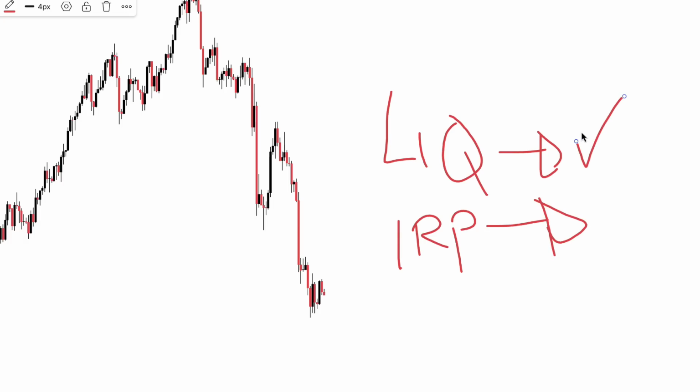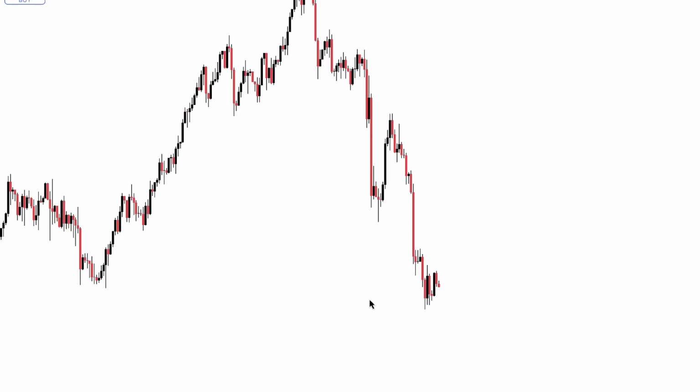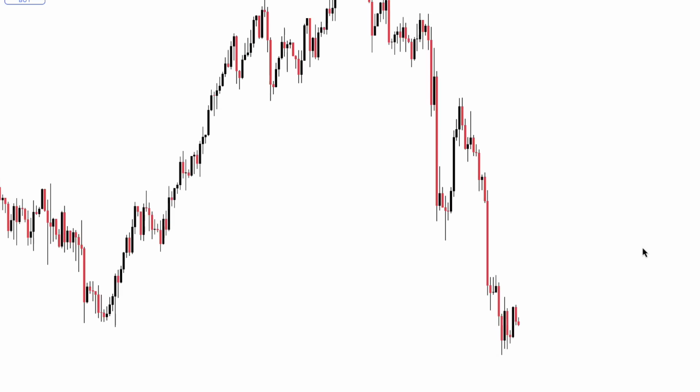Number one is liquidity. In other words, draw on liquidity. And number two, institutional reference points. What are institutional reference points? Such as your order block, your fair value gaps, your breaker blocks, your mitigation blocks. So if you look at your left hand side, you will look at it very carefully and check what is the possible institutional reference point or liquidity area that price will go to.